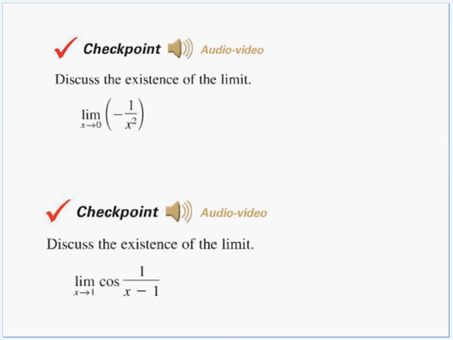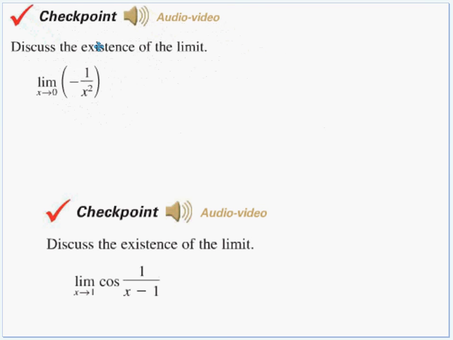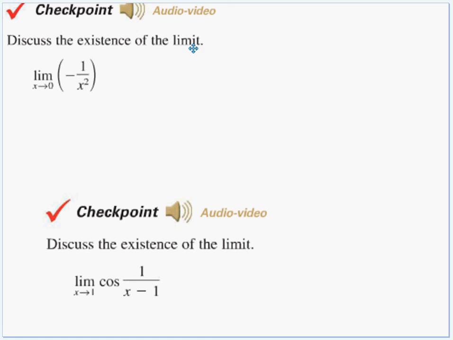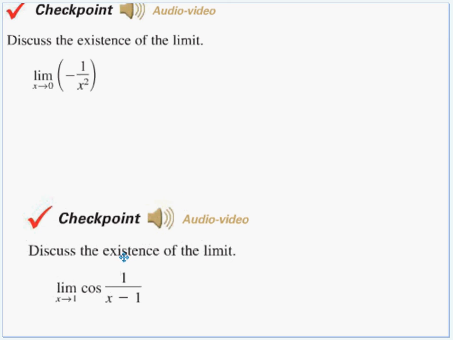Here's a couple for you to try. Discuss the existence of this limit. Limit as x approaches 0 of negative 1 over x squared. You might want to check it from the left side and the right side, see what you figure out. And then here discuss the existence of this limit. So pause the video, try the problems, and then fire it back up and see if you get them right.